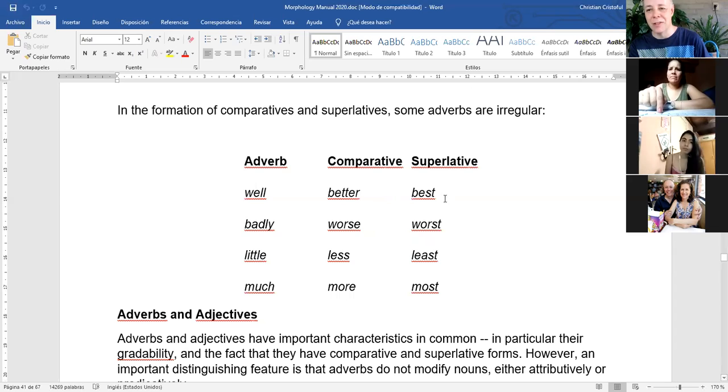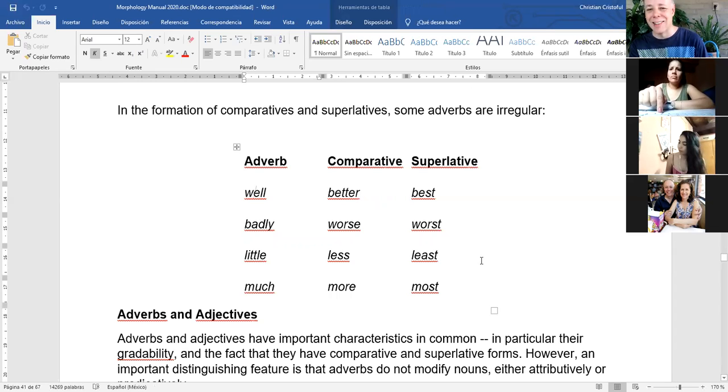Also: well, better, and best. It's not weller and wellest. It's not badlier and badliest. No. There are irregular forms that we need to learn. We need to know these irregular forms. Thank God, English has few irregular forms. It's not like Spanish that has thousands of irregularities.